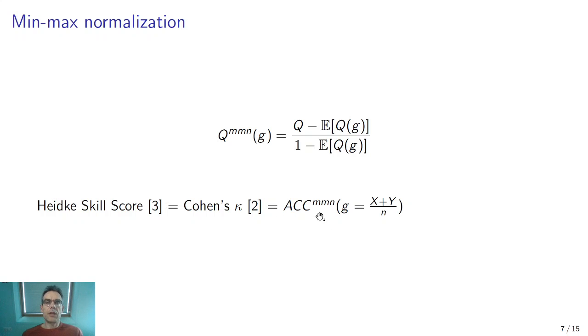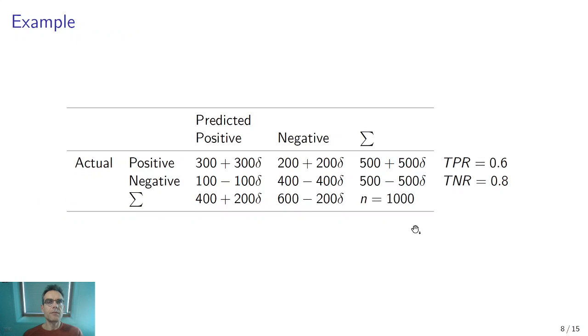In the literature, we can also find the Heidke skill score, or Cohen's kappa, and that is the same as the min-max normalized accuracy, where G would be equal to the proportion of the instances that the model labels as positive. But this is not really a chimp strategy or random guessing, because for this you need to have a model, and you can only calculate that after you have constructed the confusion matrix.